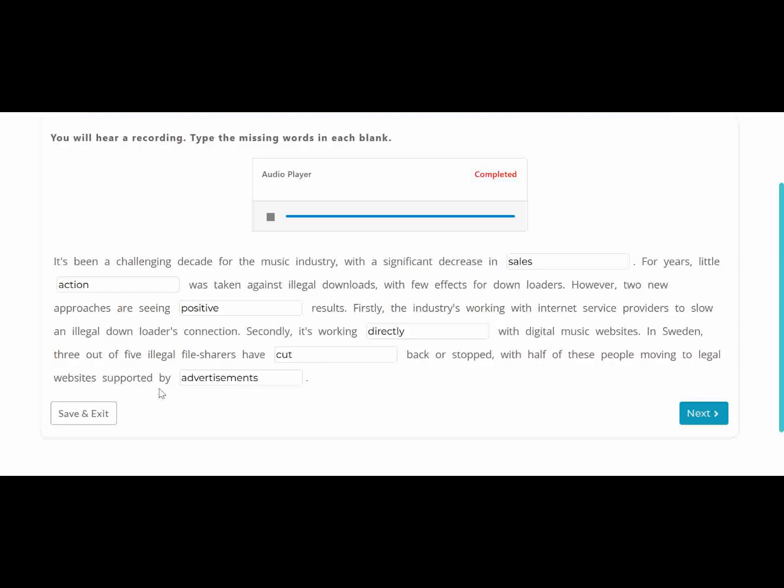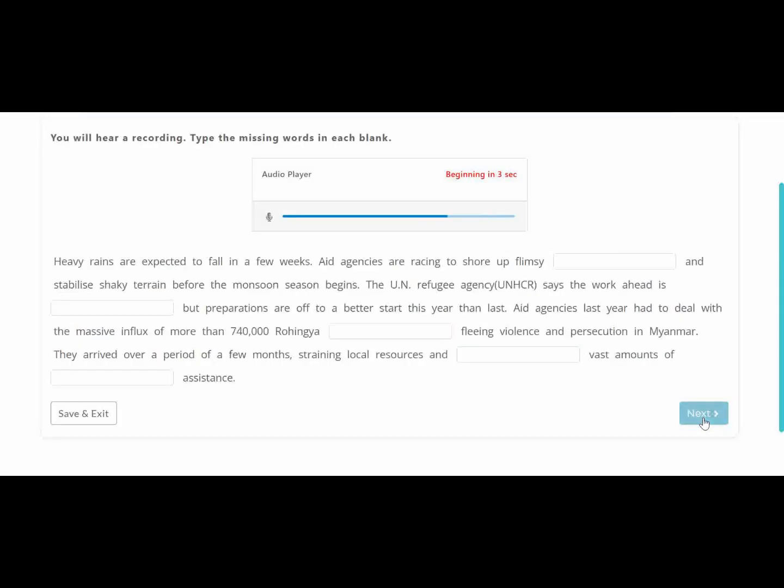So websites supported by advertisements, so you have to check what is given before the blank. Here it is plural, so you will always write plural here again. So sales, action, positive, directly, cut and advertisements. Next question. Keep your cursor here.